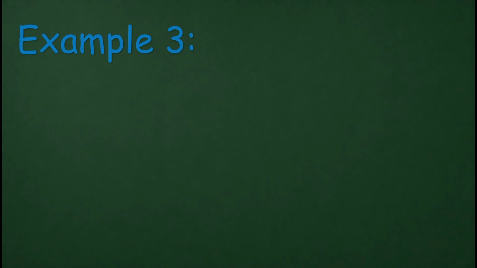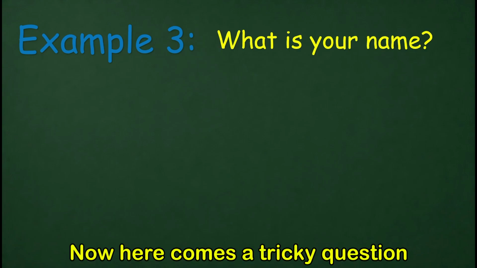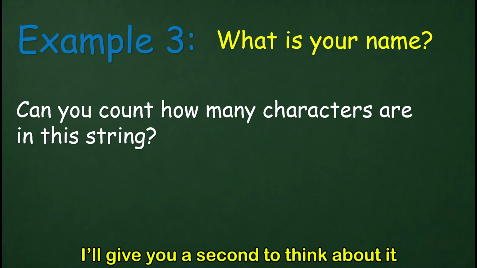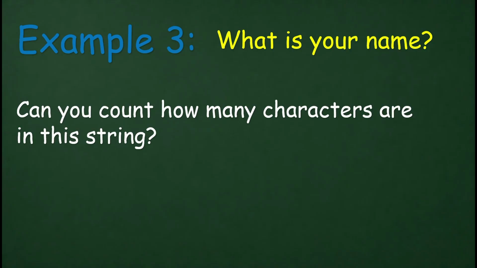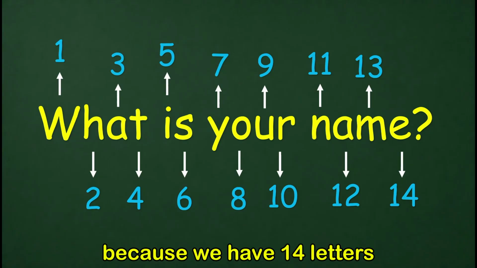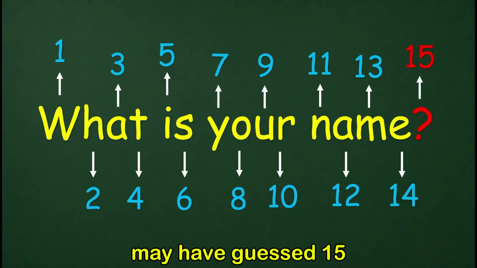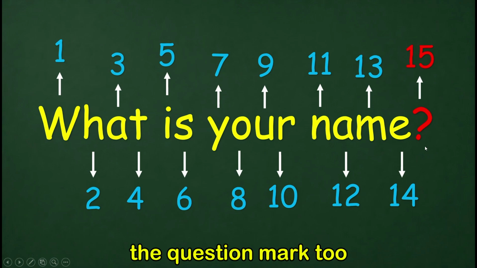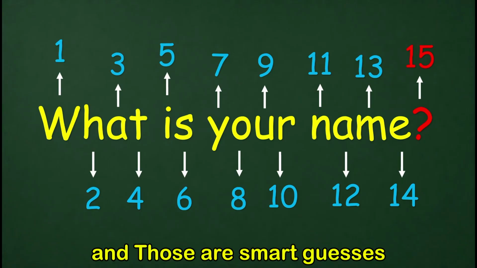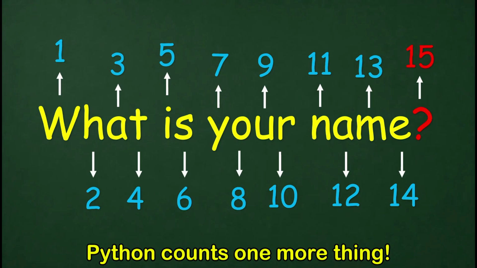Let's try this example. What is your name? Now here comes a tricky question. Can you count how many characters are in this string? I'll give you a second to think about it. All right. Now, you probably have one of 2 answers. Some of you may have guessed 14 because we have 14 letters. And some of you may have guessed 15 because you counted the question mark too. And yes, the question mark is also a character. And those are smart guesses. But Python counts one more thing.